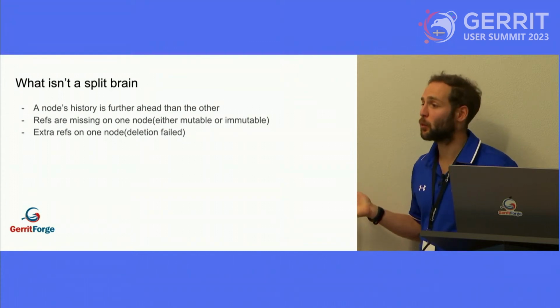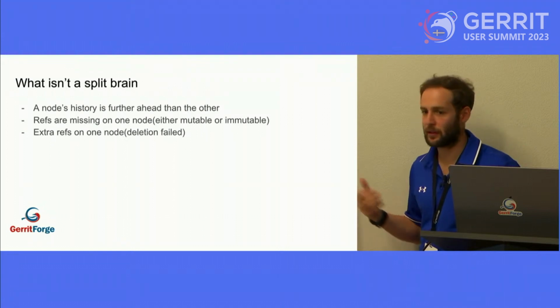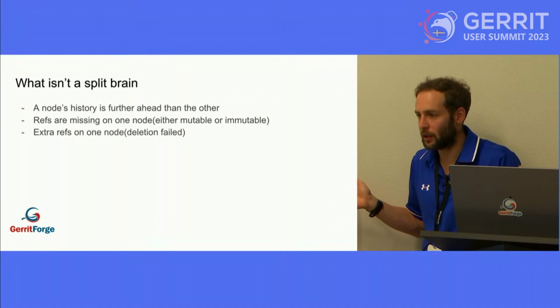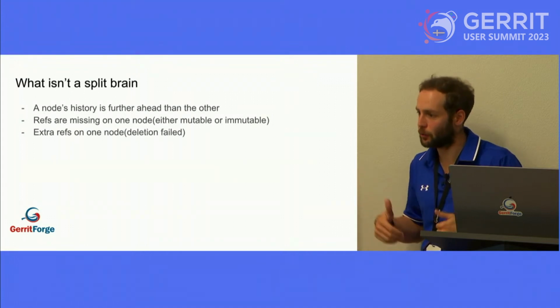If a ref is missing on one node, for some reason the ref didn't get replicated, you're not in a split brain. You need to pull it, but that keeps working. It's all good. You haven't diverged. You need to pull it, right?